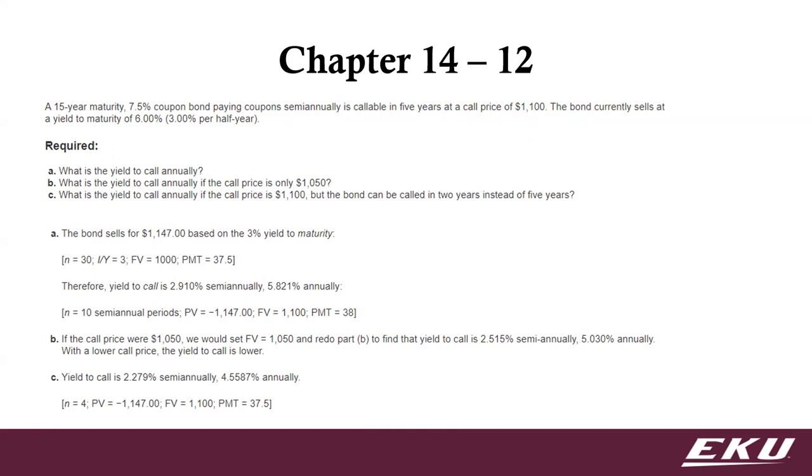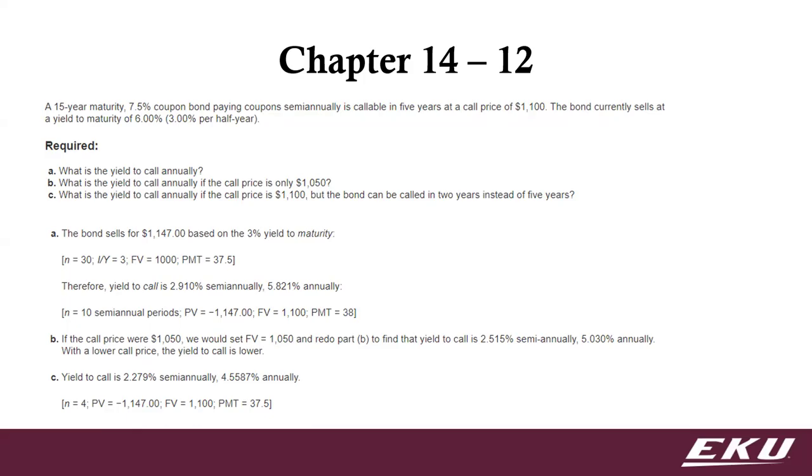And then they say the current yield to maturity is 6%, but we're going to use 3% because that's the half year. And so you see A, B, and C, we're just using the time value of money to calculate yield to maturity and then calculating what the yield to call would be. And then if the call price is lower, what is the new yield to call? So that's what we're doing in that.